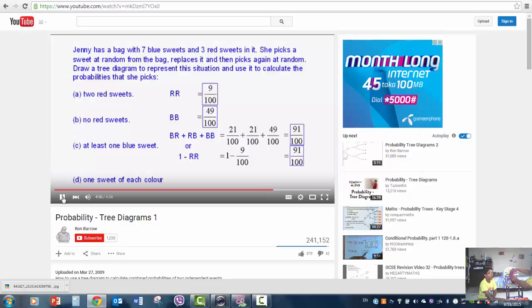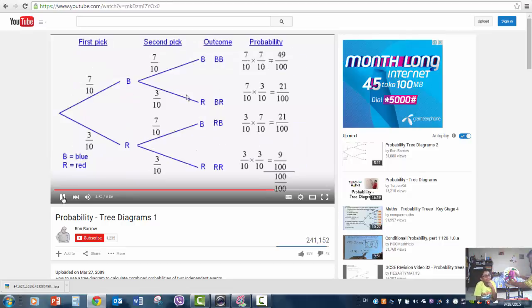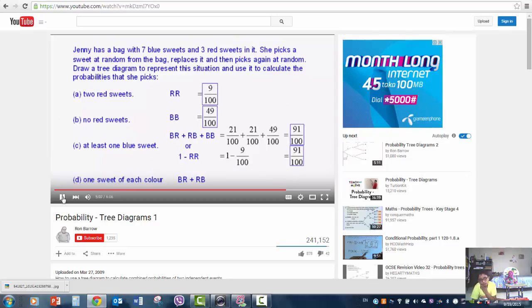Now what about the last one? 1 sweet of each colour. Well, that's just the 2 middle branches. First blue, then red, or first red, then blue. So it's this or this. So we add those 2 probabilities together. Blue red plus red blue, 21 hundredths plus 21 hundredths, 42 hundredths, which we may choose to simplify to 21 50ths.